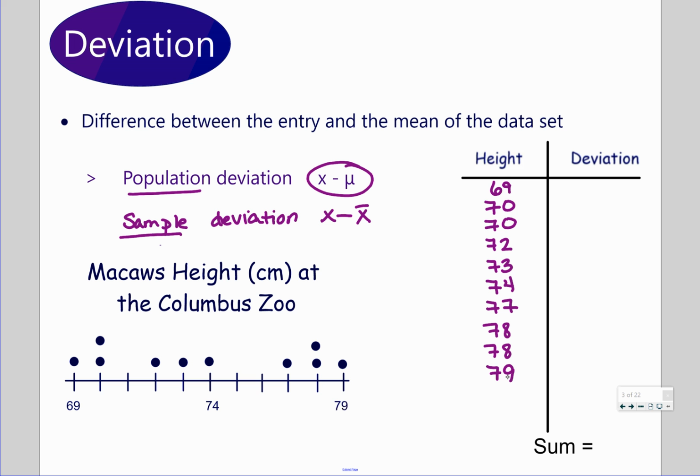In order to get the deviation, I first need to find the sample mean. So, we're assuming it's a sample here. Unless we know it's all the macaws. They didn't say that, so we'll just say sample mean. So we're just going to add up all our heights and divide by how many macaws there are. So if I add up all my heights, 69, 70, 70, 72, 73, 74, 77, 78, 78, 79, I get 740. Divide by how many there are, and I think I have 10.